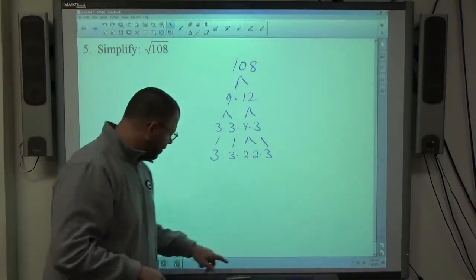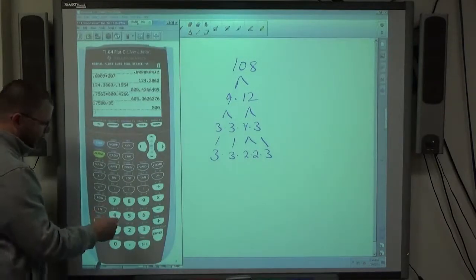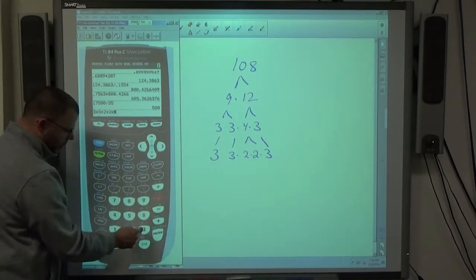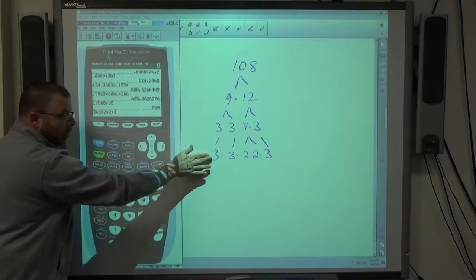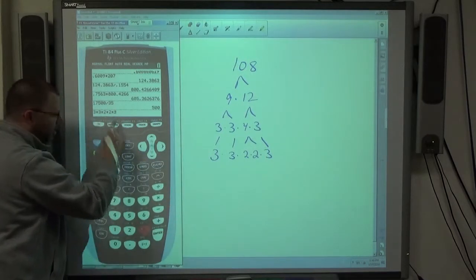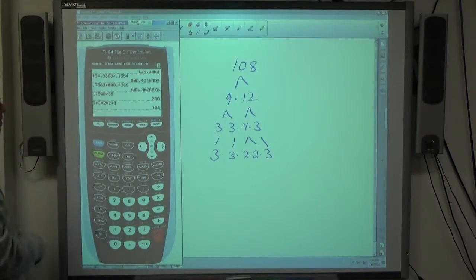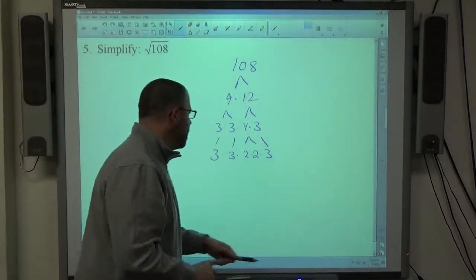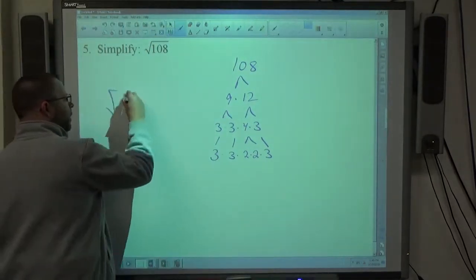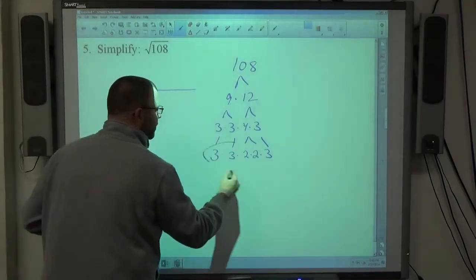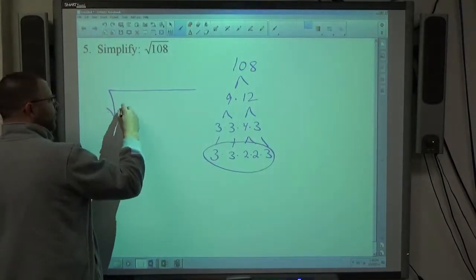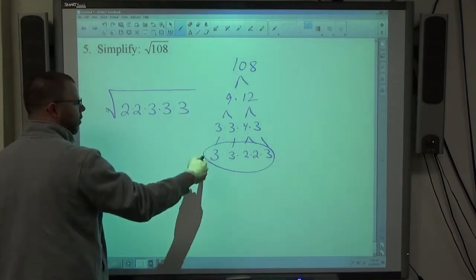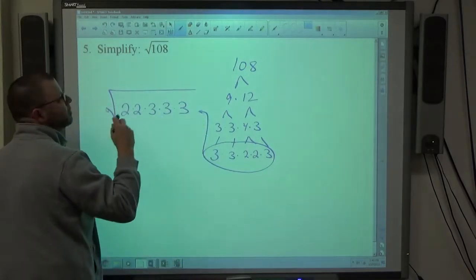If you're not sure that's exactly right, all you got to do is type in your calculator 3 times 3 times 2 times 2 times 3. Type in your end result of your factoring in your calculator, it equals, and see that you get the same number, 108. That just verifies we're on the right track. I'm going to then write a big square root like this, and I want to put this inside. I like numerical order personally, so 2 times 2 times 3 times 3 times 3. So I just transfer that up there.